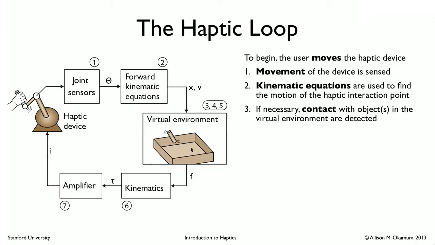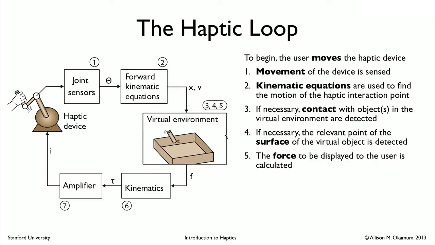In our case with the haptic device, there might, for example, be a very simple virtual environment, like a virtual wall. And our question is, if that's our representation of the haptic interaction point, are we outside the wall here, or have we actually entered inside the wall? And so it's that contact detection that's the third step.